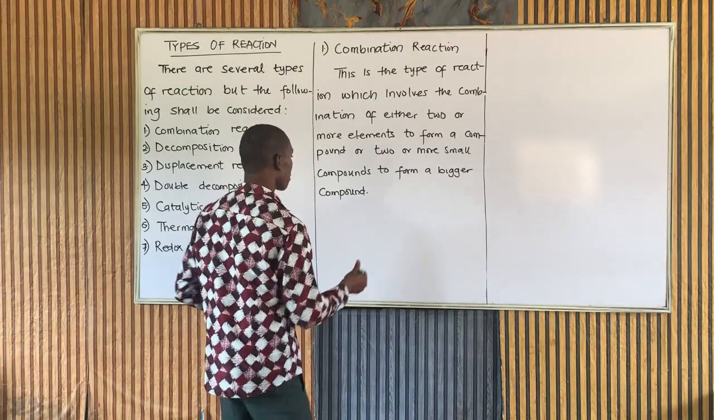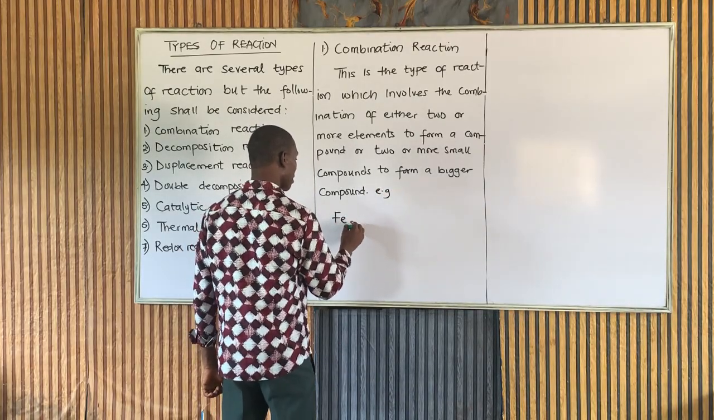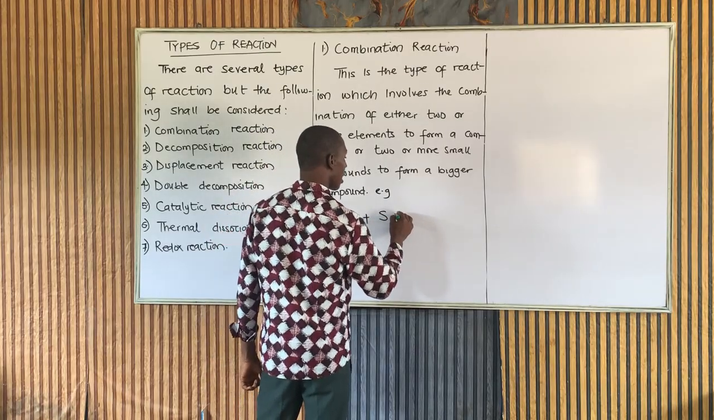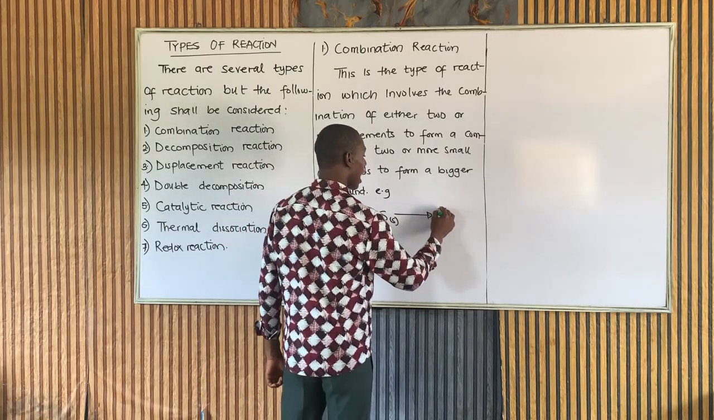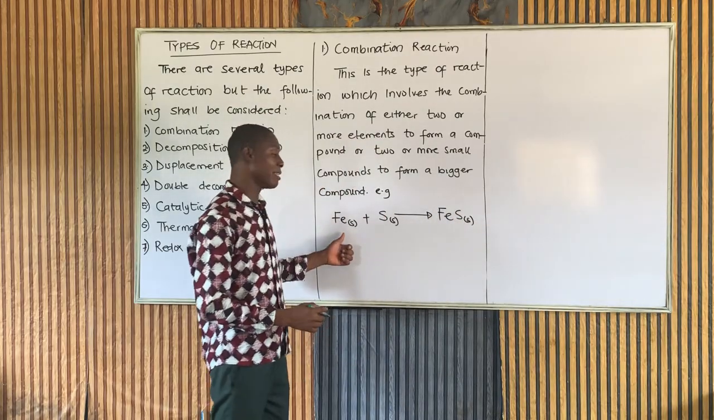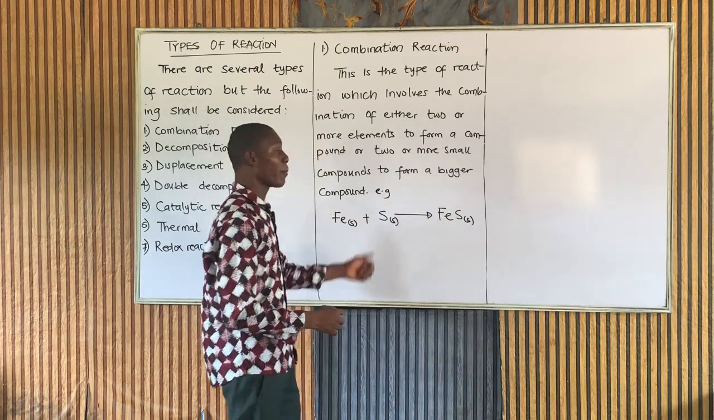Let's illustrate now. E.g., let's say we have iron, which happens to be a solid, plus sulfur, which also is a solid, combining together. This will give us iron 2 sulfide. Now, this is an element combined with another element to form a compound. This is a combination reaction.